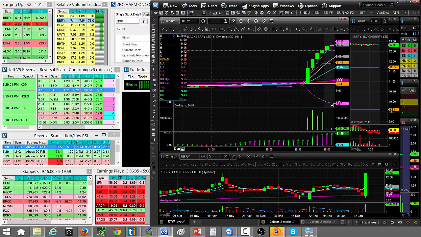So these are all consolidated. These are reversal scanners. These are my pre-market gappers. And right up here, we've got surging up and relative volume. Okay, so momentum strategy, reversal strategy, gap and go, unified, all in one place. These are the tools that I use every single day.